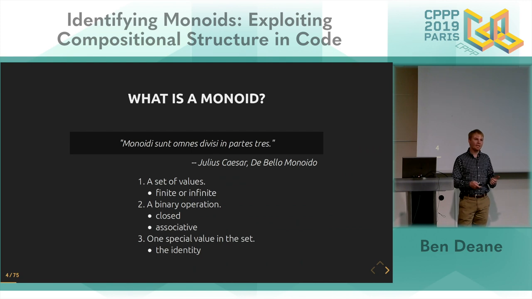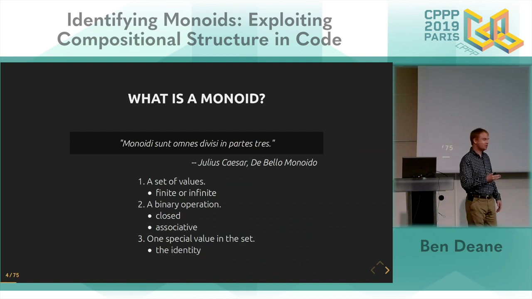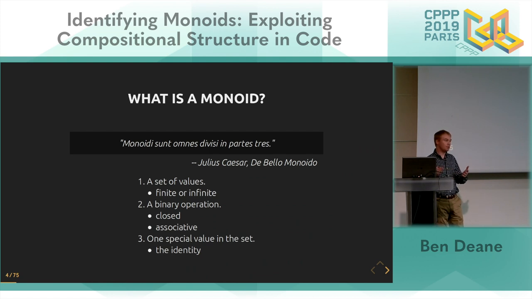And then the third thing a monoid has is one special value that's the identity, or sometimes called the unit. In the case of integers and addition, that would be zero. You probably already know what it is without me telling you. You add zero to anything, it stays the same. So zero is the identity.